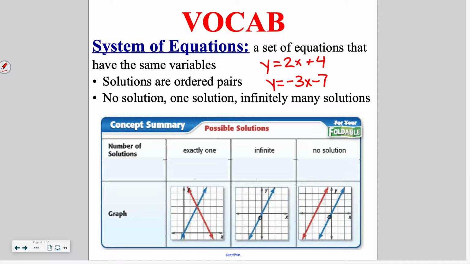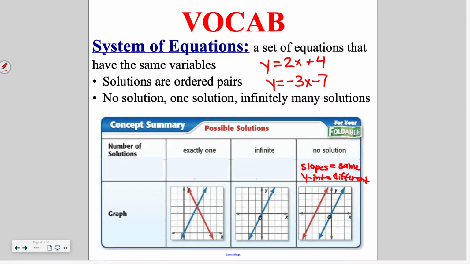There are three options for the solution sets, or the types of equations that we're going to have. Our first option is no solution. That happens when our lines are parallel. So if this happens, our slopes are the same, but our y-intercepts are different.